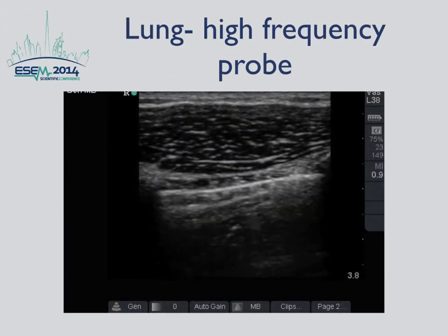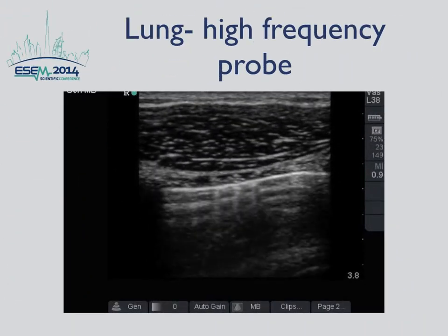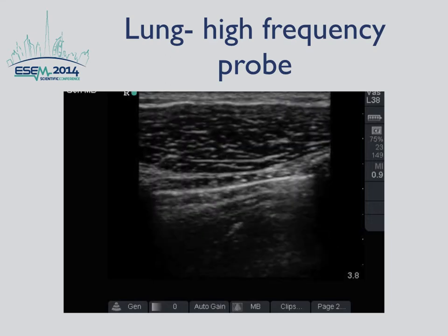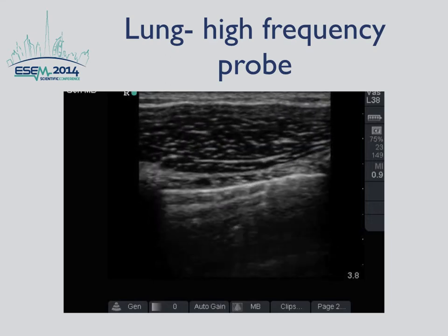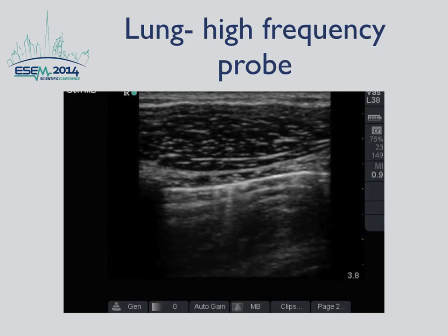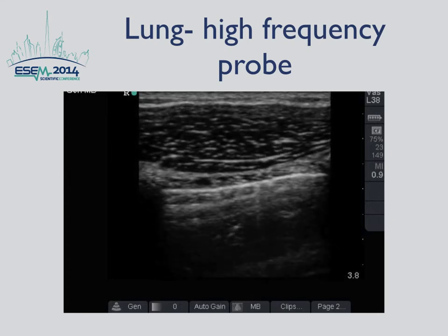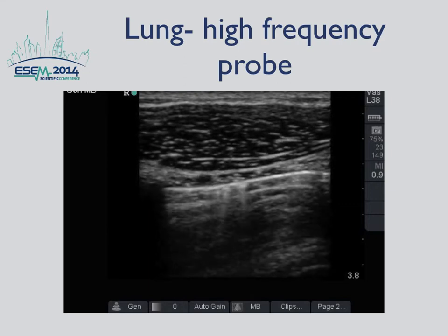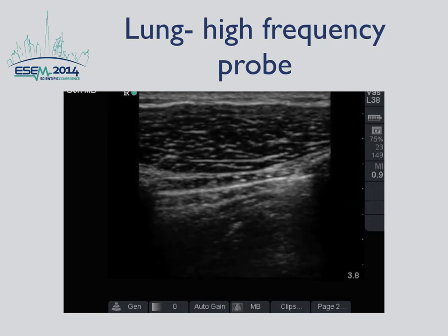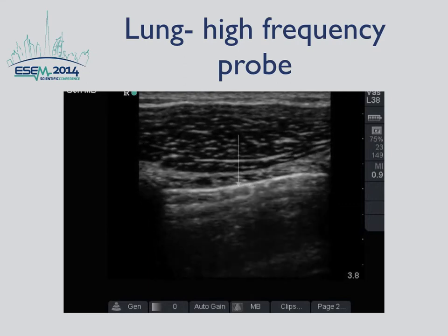So in a normal subject, the pleural line is characterized by lung sliding. You can see that the pleural line is moving with respiration. You should also look for cometail. I'm going to freeze this image to demonstrate what a cometail looks like.